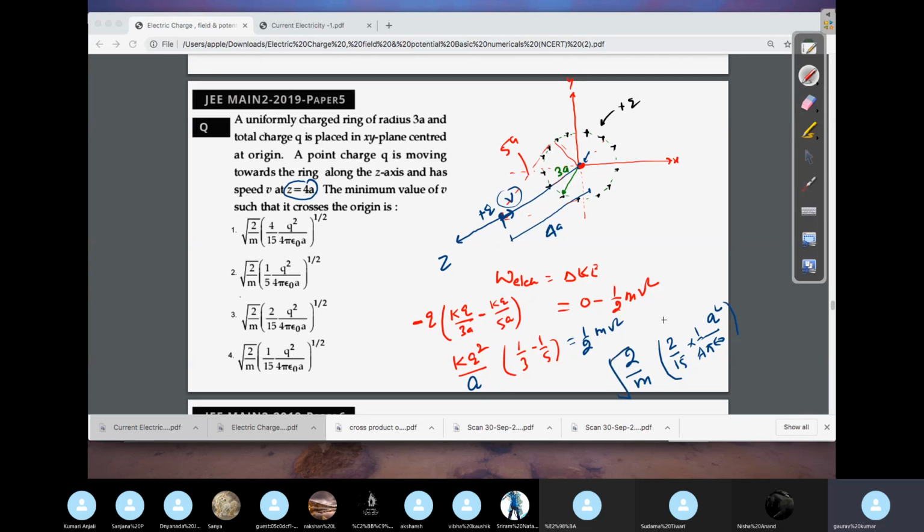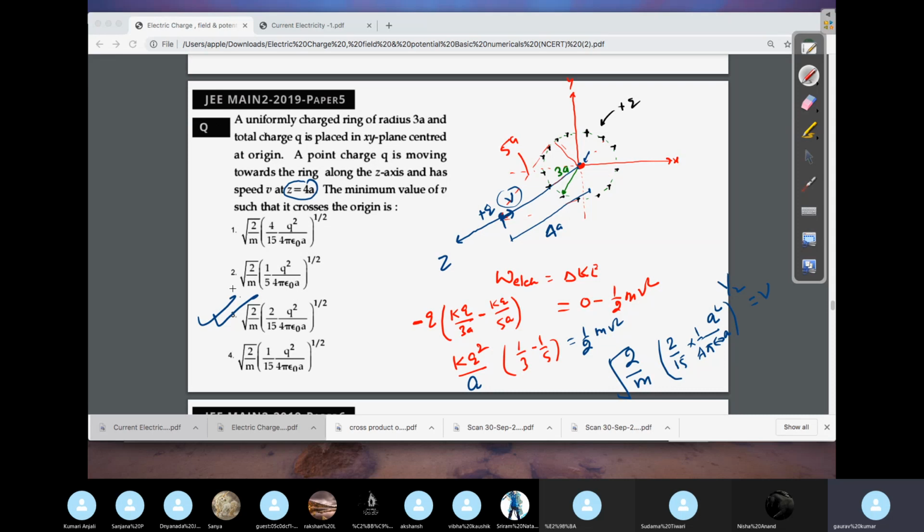This is how they have written the answer here, so I'm writing the same form, half. This will be the value of v in the question. You can see which option is matching here. Root 2 by m, 2 by 15, q square, half. I think this option is matching here, right? Does any other option match? A should also be there, I missed it. So 4 pi epsilon into a. Yes.